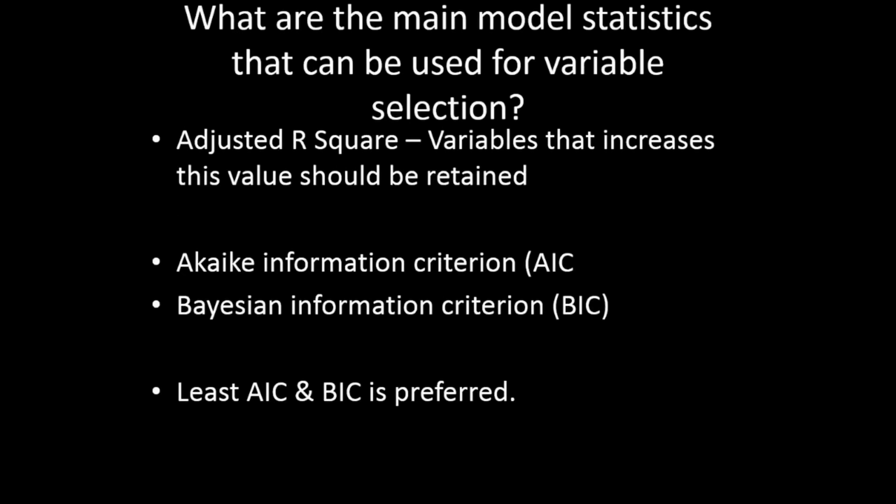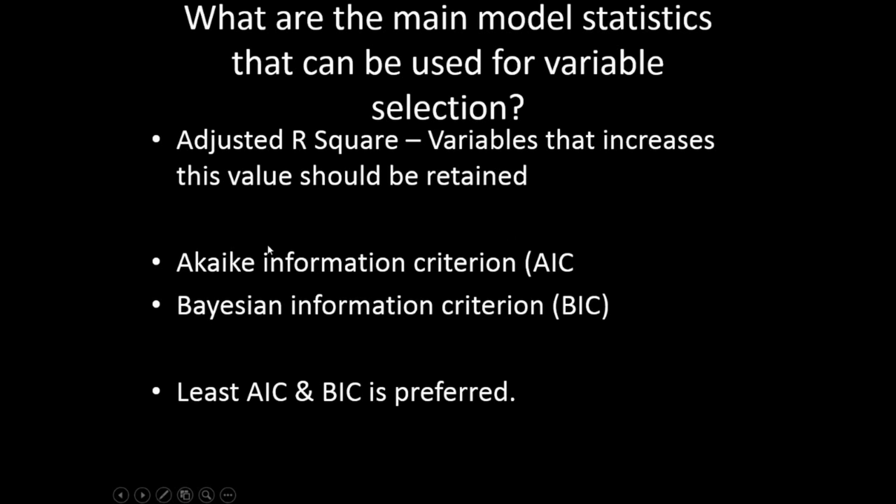Next question is, what are the main model statistics that are usually checked before we say that the variable selection is done? So the main model statistics which are usually used for variable selection are the adjusted R-square first. So the variable which increases the adjusted R-square should be retained in the model, or should be part of the model, or should be considered as an important variable.